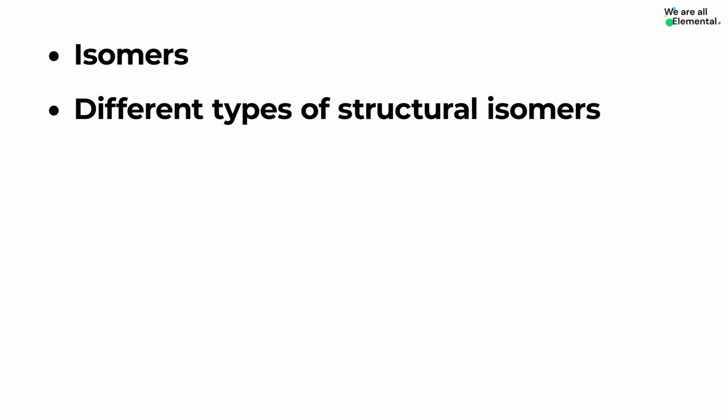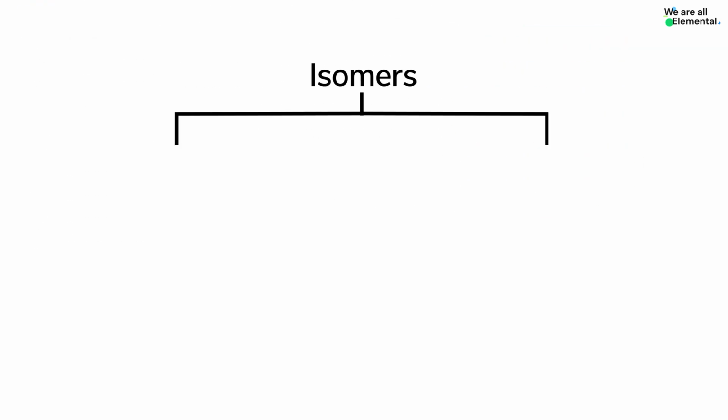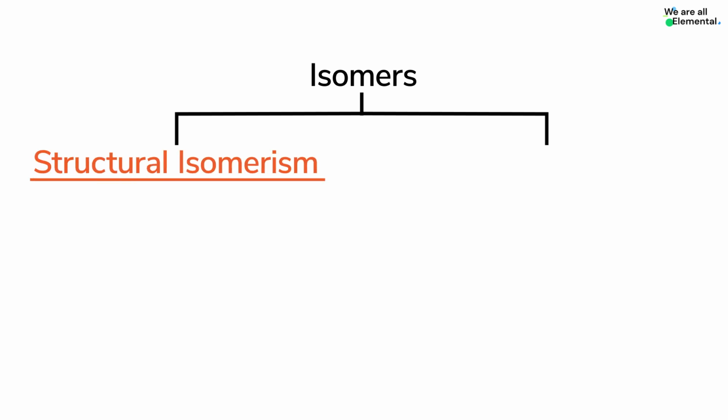In this video, you will learn about isomers and the different types of structural isomers. Isomers are compounds that have the same molecular formula but different arrangement of atoms. Isomers can be broadly classified into two types: structural isomers or stereoisomers.